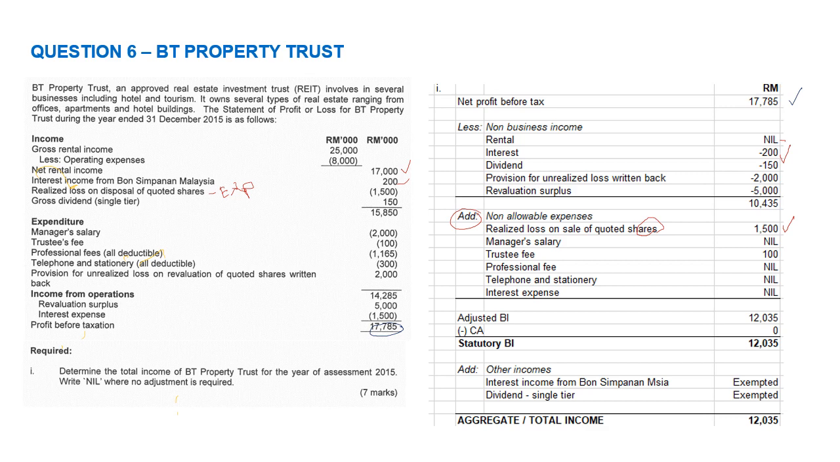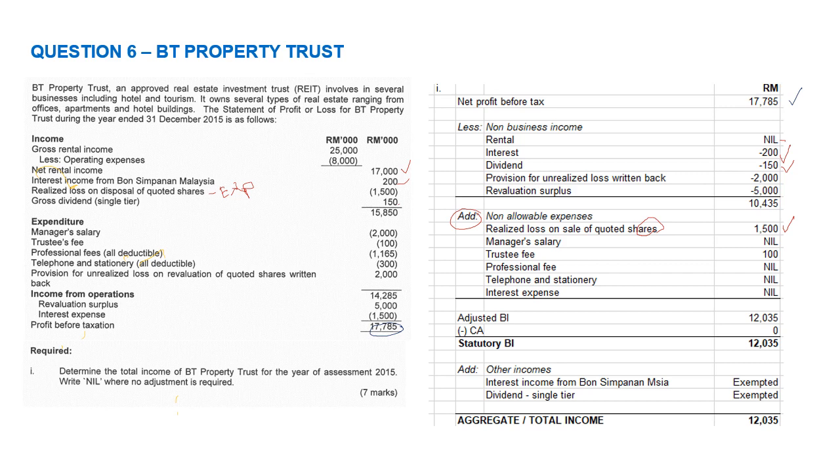Okay, lagi kat sini next kita ada gross dividend single tier. So dividend is income but it is not a business income. We going to less 150,000 for dividend. Okay, so far so good. Kita teruskan lagi.